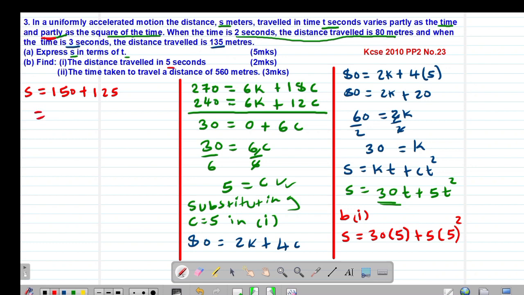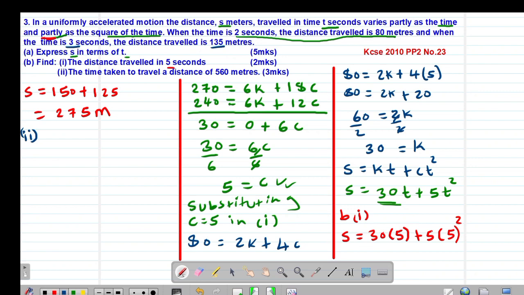So if I add these two, 125 plus 150, I'm going to get 275. So the distance, remember the distance was in what units? Meters. So for B Roman 1, the distance traveled in 5 seconds will actually be 275 meters. Then we are going to move to the next part of the question, that is B Roman 2, whereby we are asked to find the time taken to travel a distance of 560 meters.